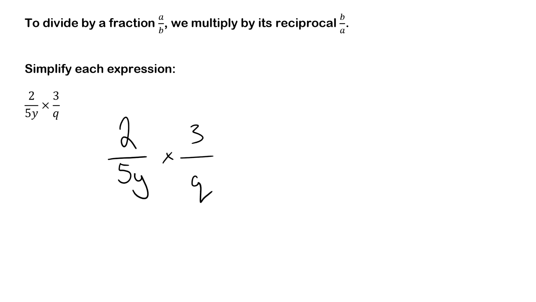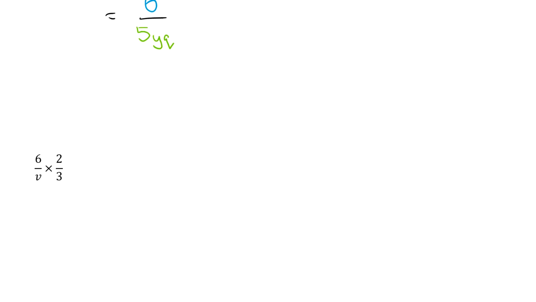So all we do, and I'm going to draw arrows again because I like to show what we're doing, is we're multiplying this way. So we get 2 times 3, so 6 over 5y times q, so 5yq. We then look if we can simplify that down. In this case we can't, so our final answer is 6 over 5yq. And we can leave it as that. Let's go to the next one.